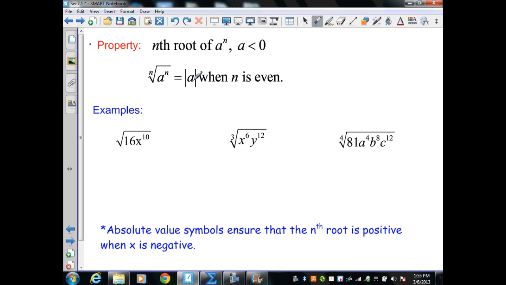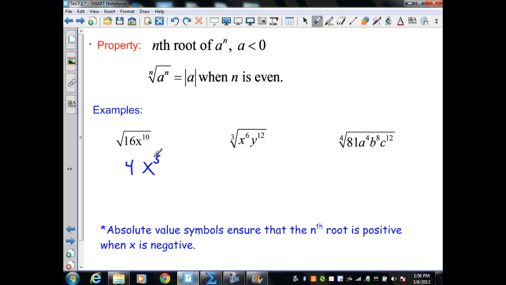Let's look at some examples. Here I have the square root of 16x to the 10th. I know the square root of 16 is 4. And to determine an nth root of a variable with an exponent, I just take that exponent divided by the index. So here the index is 2. 10 divided by 2 is 5, so I have x to the 5th.